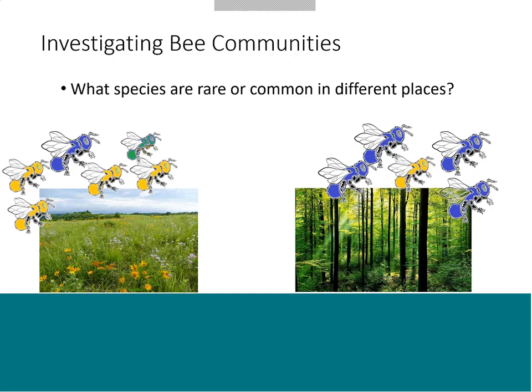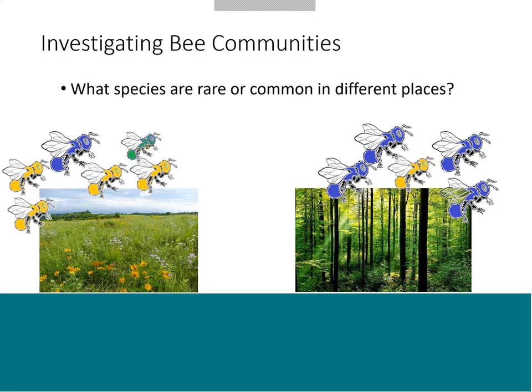There are a couple of different questions we can start to ask. One that's really important is, what species are rare or common in different places? In the picture here on the left, you see maybe a prairie, and there's a grouping of species. You have a green bee here, yellow bees here, and a blue bee here. If I were to go out and find all these, I might think, wow, the blue bee is kind of rare, it's not common, but the yellow bee is really common. But in the forest, if we go over here, we'll find that the blue bee is actually quite common, and the yellow bee is not common.